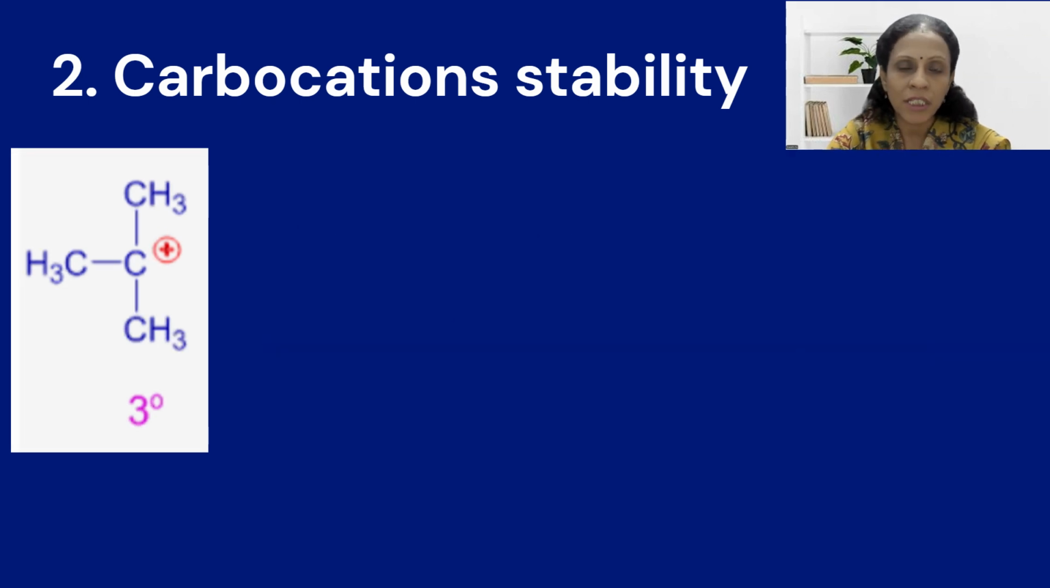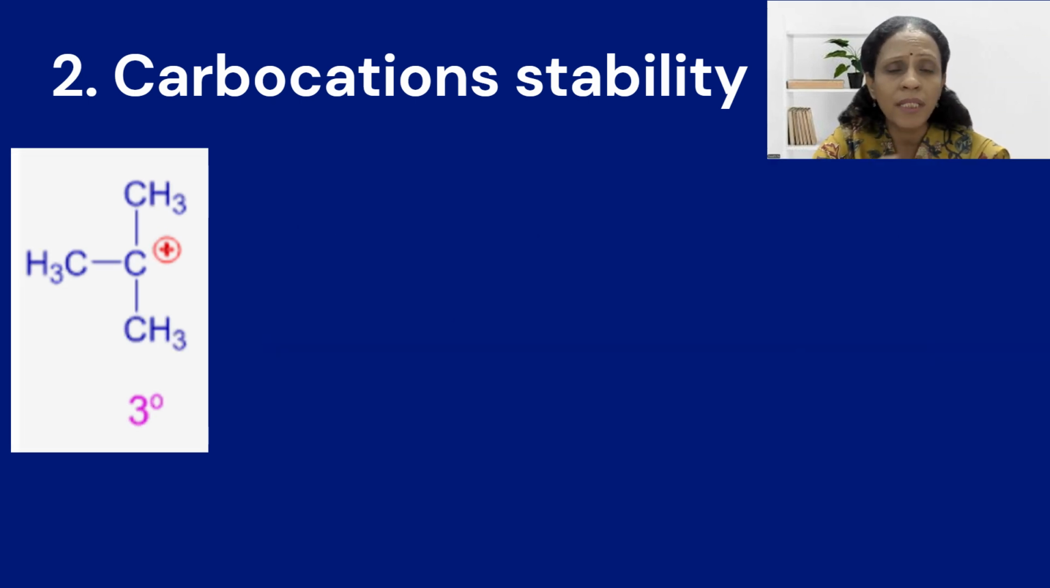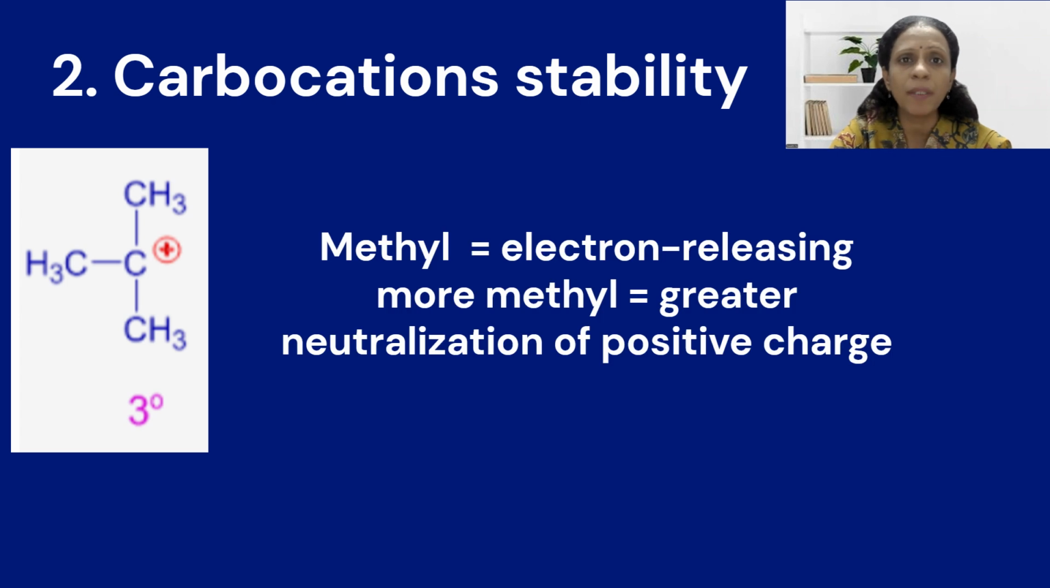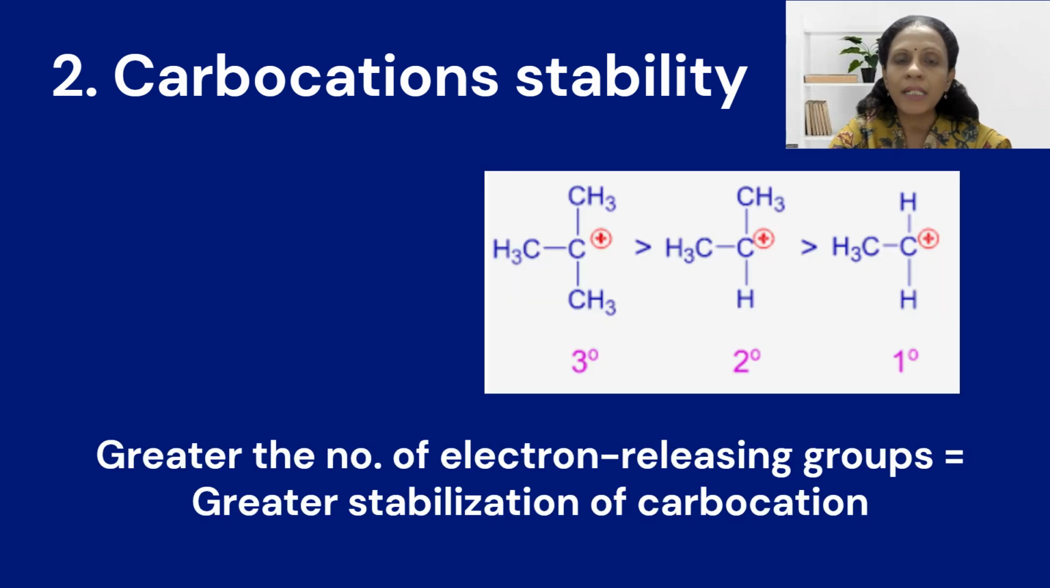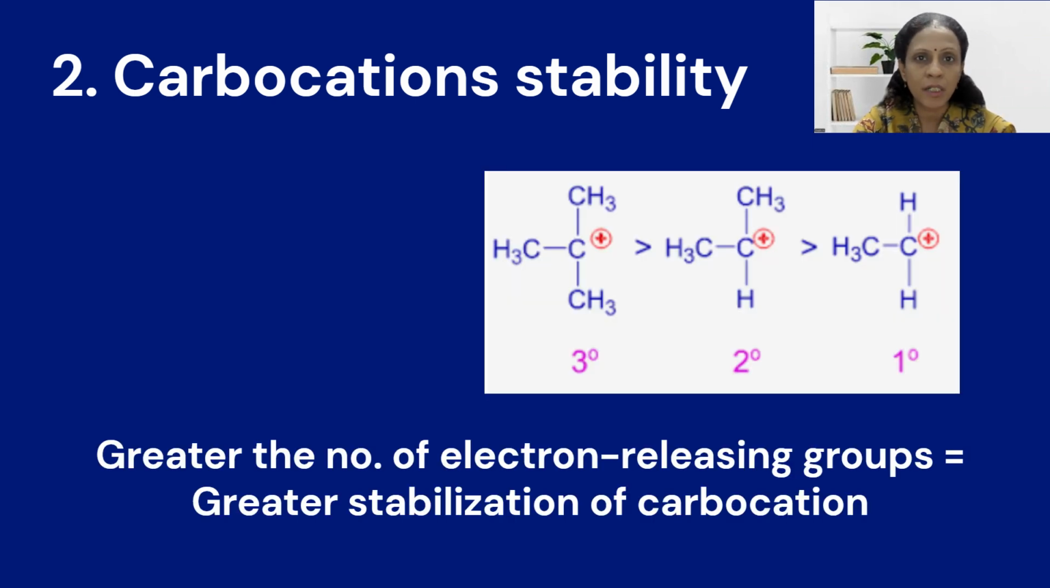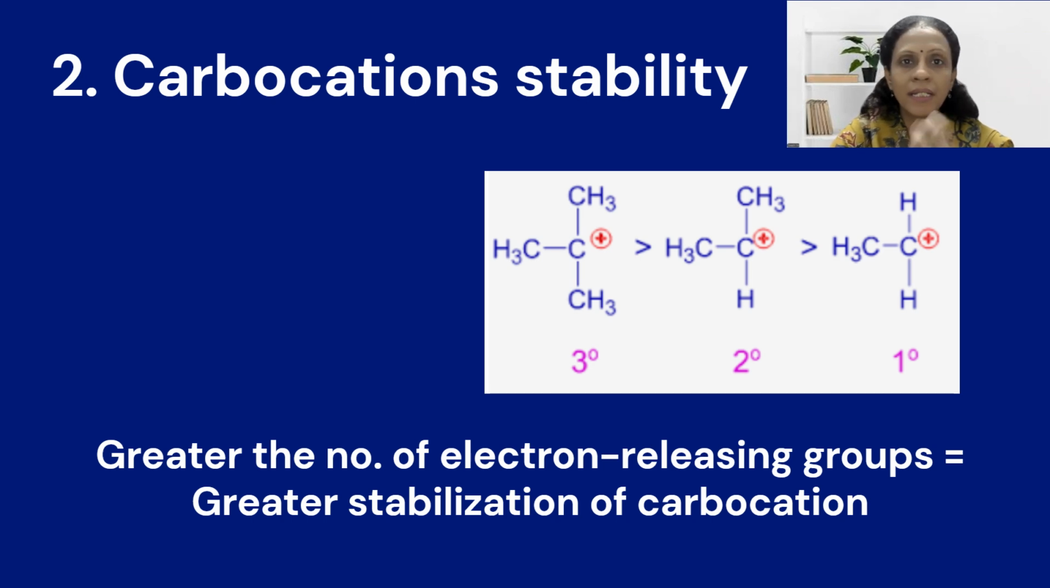Now coming to the tertiary carbocation, carbon bearing the positive charge is attached to three electron releasing methyl groups. That means from three sides there will be electrons donation towards the carbon bearing the positive charge. So here the positive charge will be more readily neutralized due to the presence of more number of electron releasing groups. So greater the number of electron releasing groups in a molecule, greater the stabilization of the resulting ion. Hence, it forms a stable carbocation.